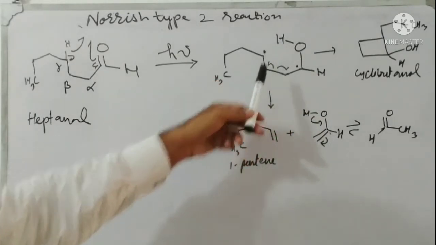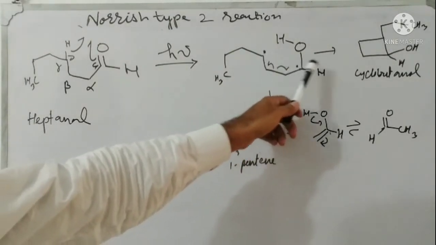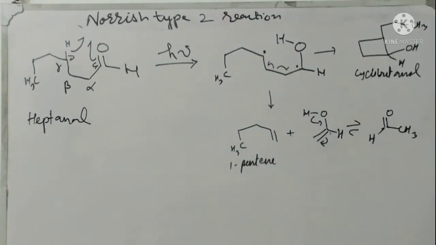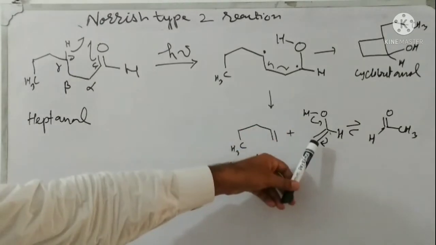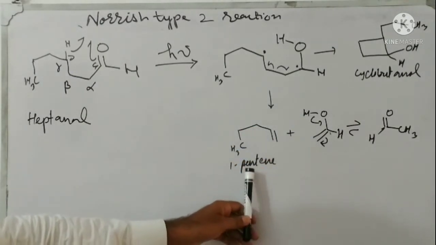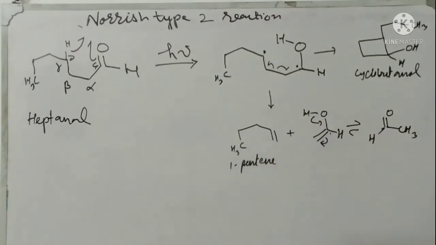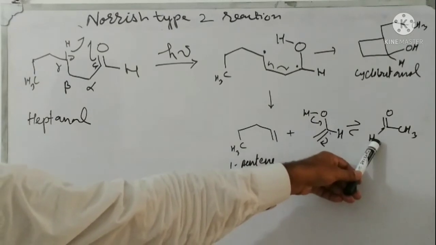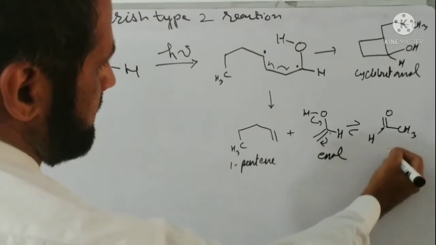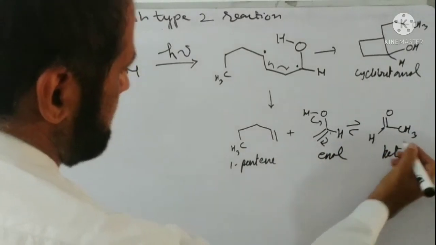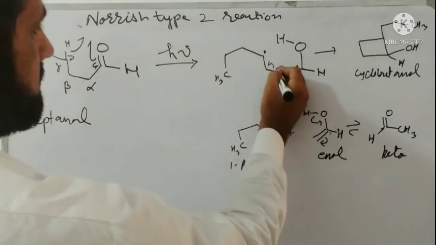Then this 1,4 diradical has two options. In the cyclization product, cyclobutanol will be formed, and if beta cleavage occurs in this one, then we get 1-pentene, an alkene. The other one is this enol. So this enol undergoes tautomerization to form acetaldehyde. So this is the enol form of acetaldehyde and this is the keto form of acetaldehyde. So this is beta cleavage.